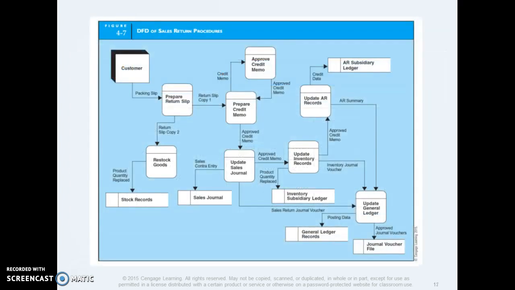This is a data flow diagram of sales return procedures. So obviously all of us have gone to a store and bought something, came home, and either something was damaged or it wasn't what we wanted. So these are just the procedures that a company has to go through when you got a sales return because someone didn't want it.